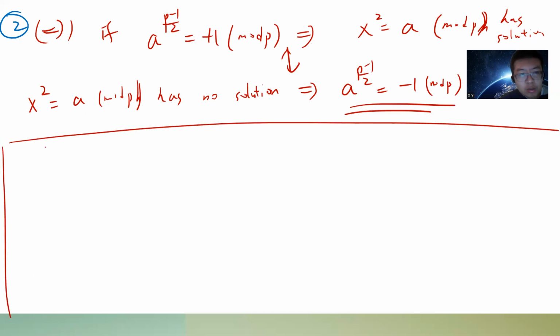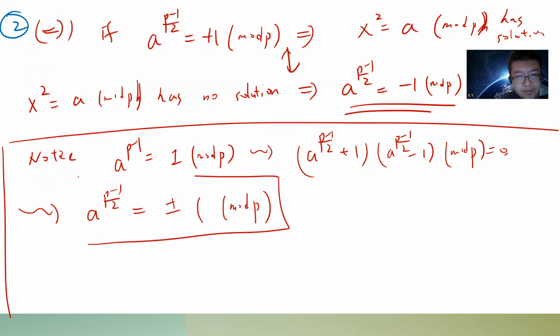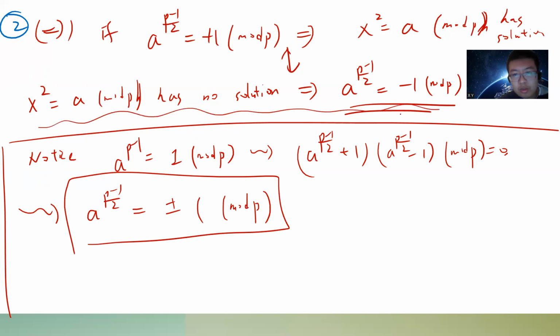Okay. So notice that due to Fermat's theorem, we have a to the p minus 1 equals 1 mod p. Since p is odd, you can always have the following factorization, which means that a to the (p minus 1) divided by 2 is either plus or minus 1 mod p. So we are going to show that if there is no solution, then a to the (p minus 1) divided by 2 must be minus 1 mod p.